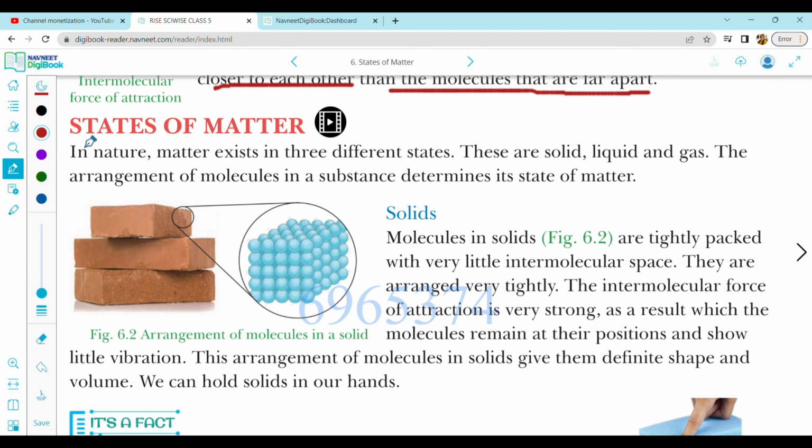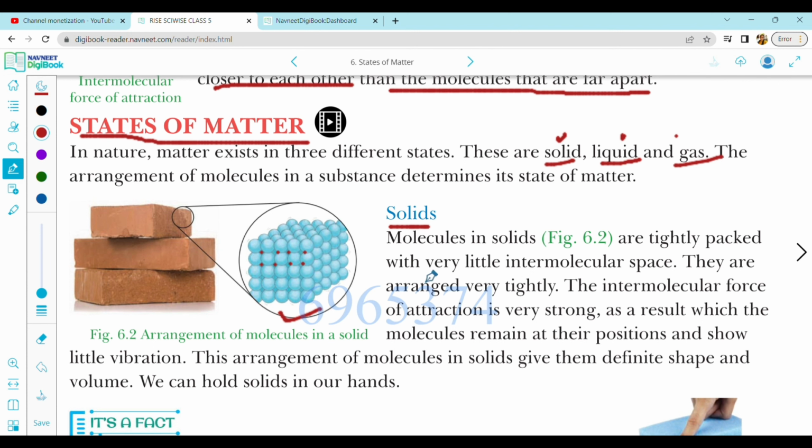Now we are going to study about the states of matter. There are three states of matter: solid, liquid and gas. First we will study the solid state. In solid state, the packing of molecules, you can see in this diagram, the intermolecular force of attraction is very high, right? And the intermolecular space, where I have put the red dots, is very less. The molecules are very tightly packed.